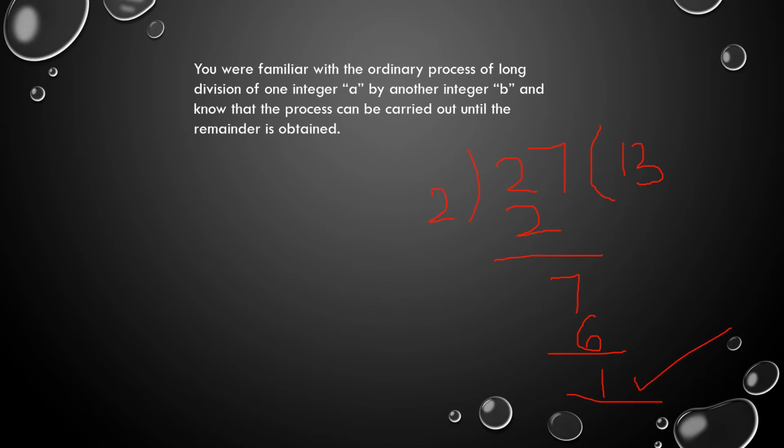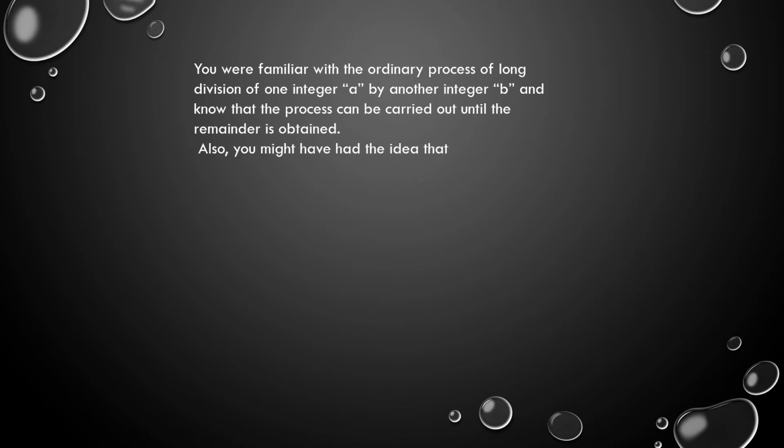How can you arrive at such a conclusion? When you get a number which is less than the divisor, you can say it is the remainder. This is the process we generally use in division, dividing an integer by another integer until we get the remainder. Also, we have the idea that the remainder is always less than the divisor. Only then can we stop. I have explained this total division process in these many lines.